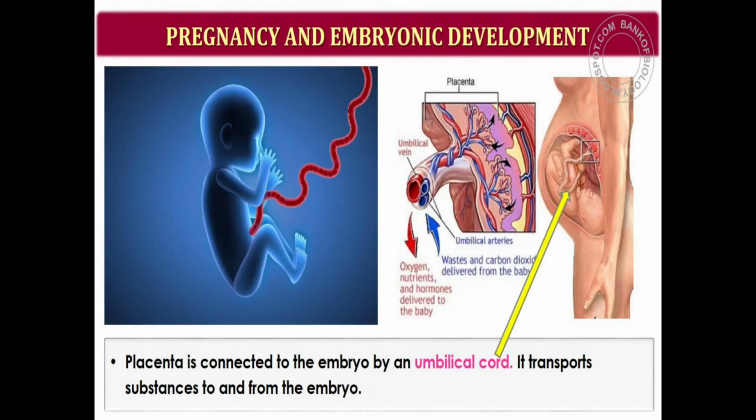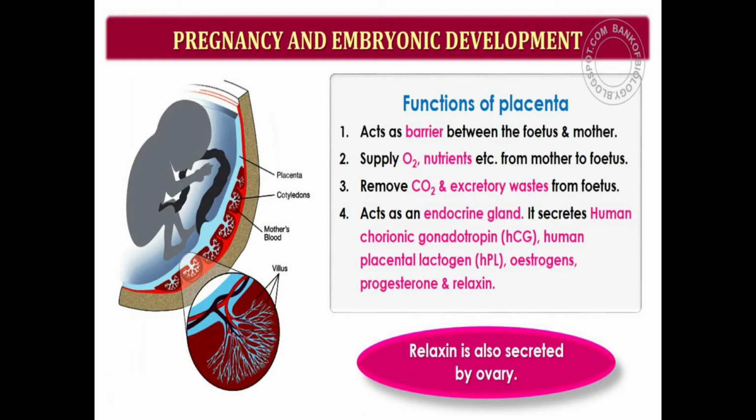Next, the placenta is connected to the embryo by an umbilical cord. How does this placenta get connected with the fetus or baby? Through a cord called the umbilical cord, and it transports substances to and from the embryo. It helps in transportation. Now we'll study the functions of the placenta. The first function: it acts as a barrier between the fetus and mother.